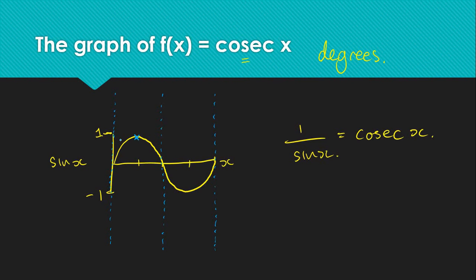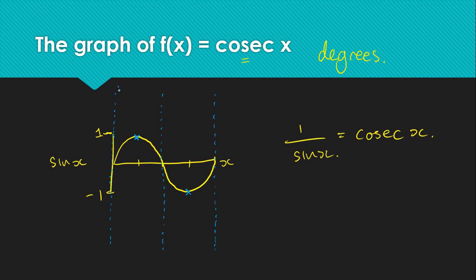Now here, when we've got 90 degrees, or pi over 2, and then 1, 1 over 1 is 1, and so therefore that will be a point that we'll be using. And when we've got negative 1, 1 over negative 1 is negative 1.